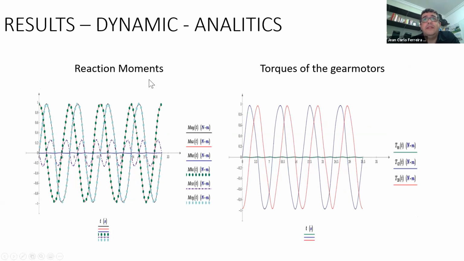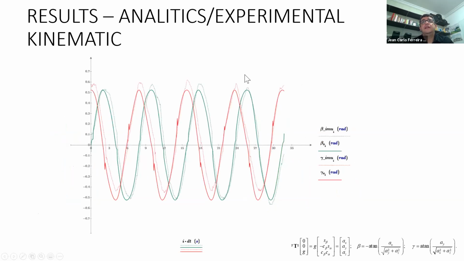Here are the 6 reaction moments, and here we have the 3 torques: torque 1, the alpha motor, the beta motor, and the gamma motor. And now I need to compare my analytical results with my experimental results.